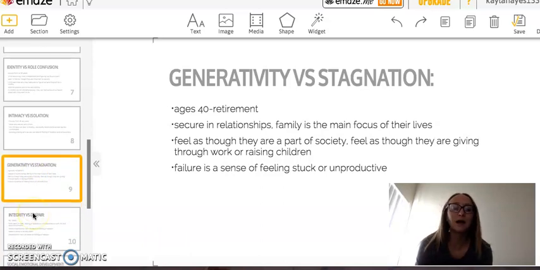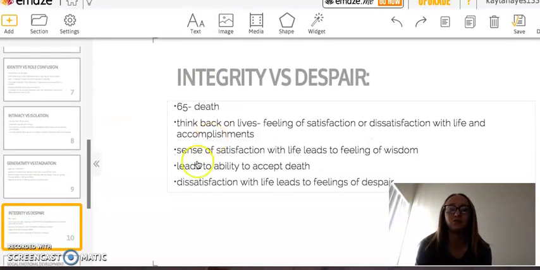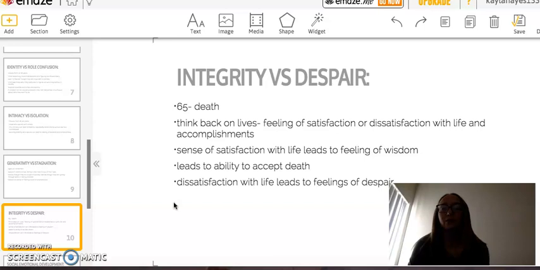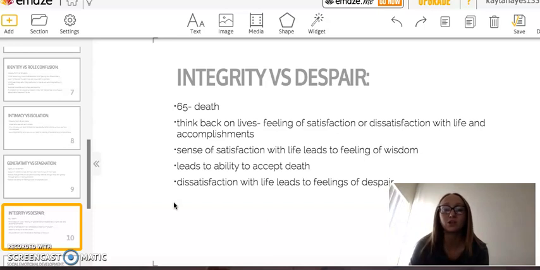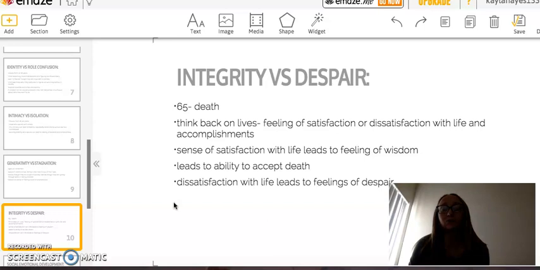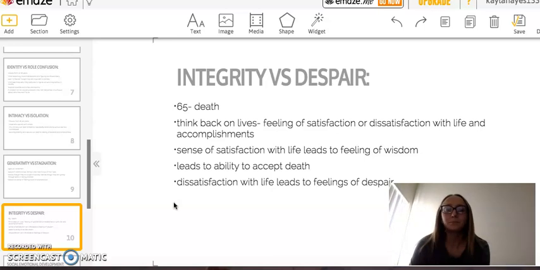And then we have the last stage, which is integrity versus despair. This stage occurs from 65 to death. At this stage, people start to think back on their lives, and they feel either a satisfaction with their lives or a dissatisfaction with what they've accomplished. This sense of satisfaction can lead to a sense of wisdom, and that feeling of wisdom and satisfaction leads to the ability to accept death and cope with it. But a sense of dissatisfaction with life leads to feelings of despair.